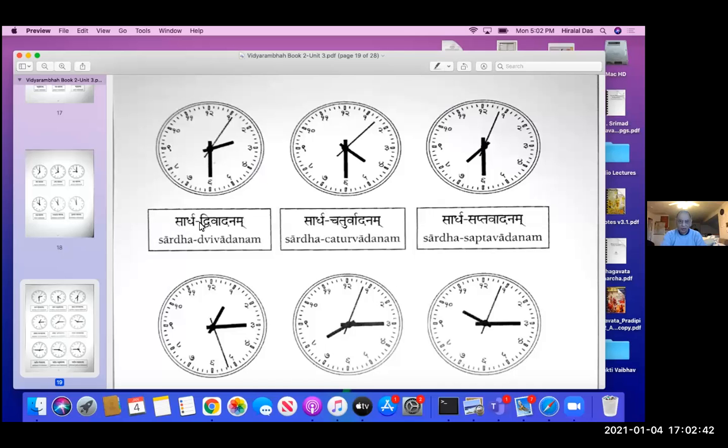Sardha. You have to remember this word for half. Okay, for 2:30, 4:30, like that. You have to remember 7:30. You have to remember this thing: Sardha Dvivadanam, Sardha Chaturvadanam, and Sardha Saptavadanam.